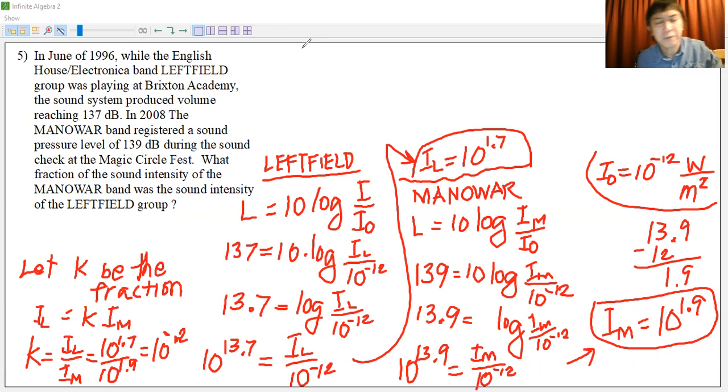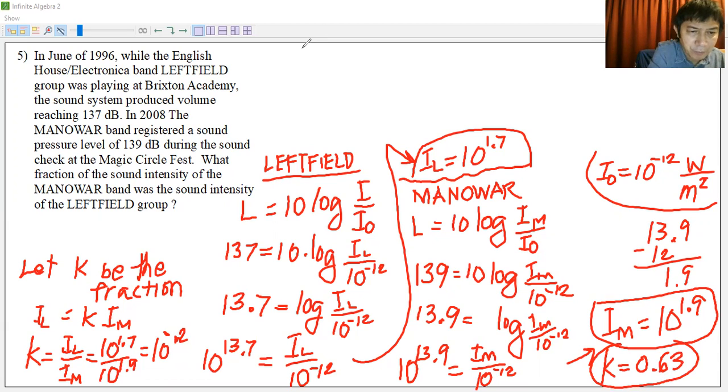So what's the value of 10 raised to negative 0.2? Let's compute that. Raised to negative 0.2, that should be about 0.63. So K is 0.63. Let's just put it at the right side over here. K is 0.63 there. That's the only space remaining.